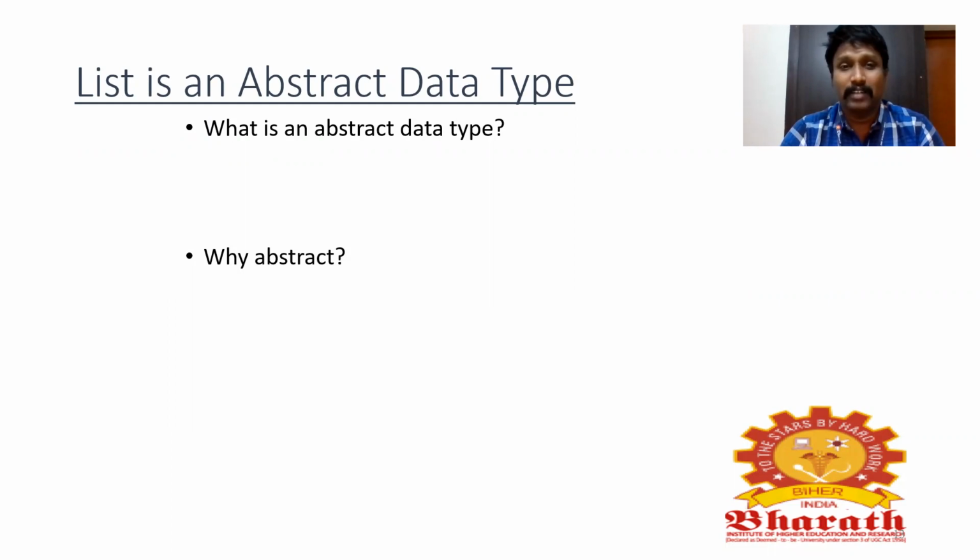Abstract. What is the term called abstract? Hiding something, showing only essential things. Very simple. I'll give an example. There is a function called the swapping function.